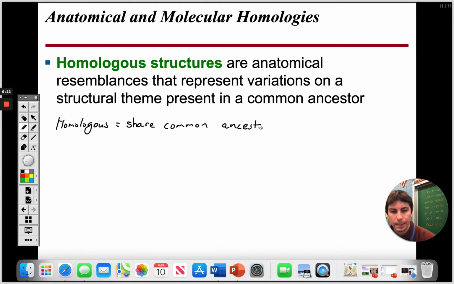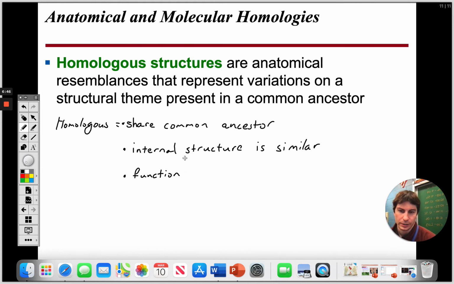However, even though they may look the same, the internal structure may be the same. I'll just put as similar. The function of this structure is going to be different. So similar structure, but a different function. Similar structure, different function. That is a homologous structure, okay?